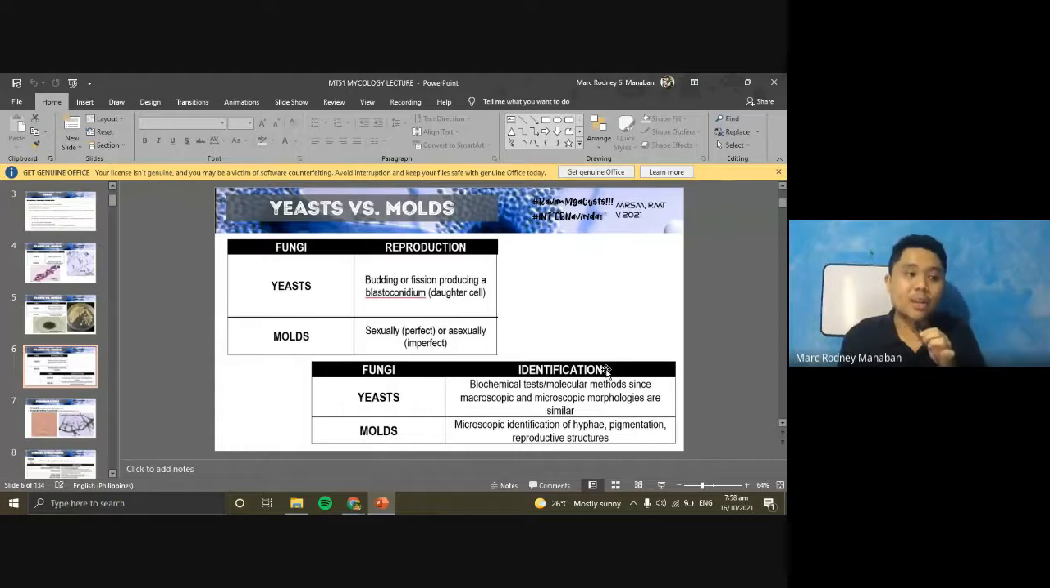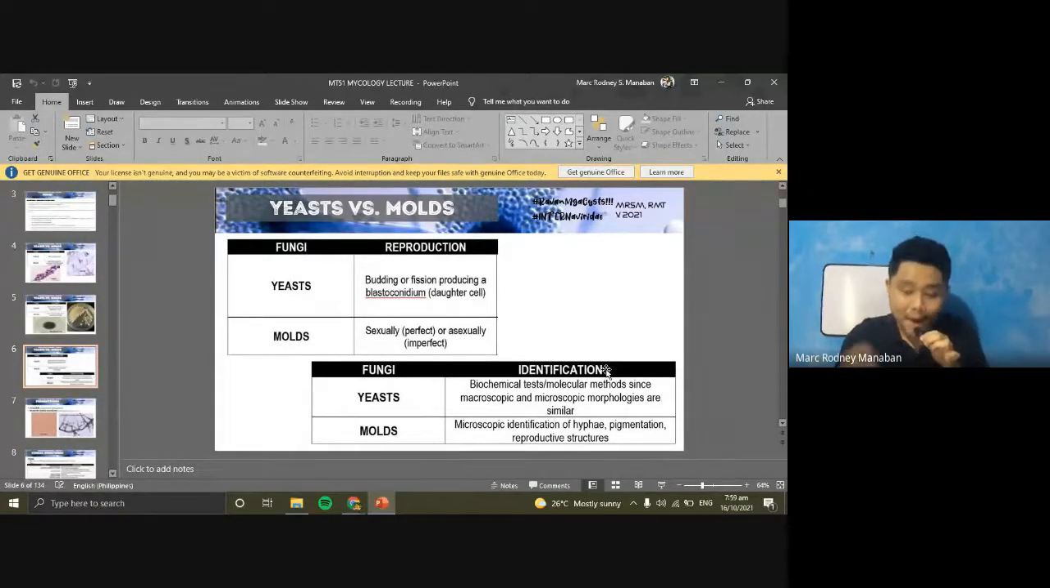Okay, next, for identification. For yeast, again, usually biochemical and molecular methods, and also macroscopic and microscopic. But the morphology, macroscopic and microscopic, is usually similar. So that's why we rely on biochemical, serological tests also, and molecular methods. For molds, usually we look at colony morphology, but again, colony morphology, similar to bacteria, is only used as a presumptive identification, all right?